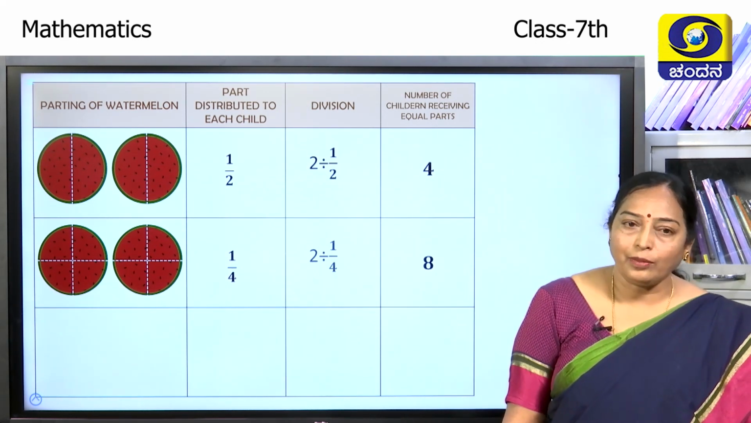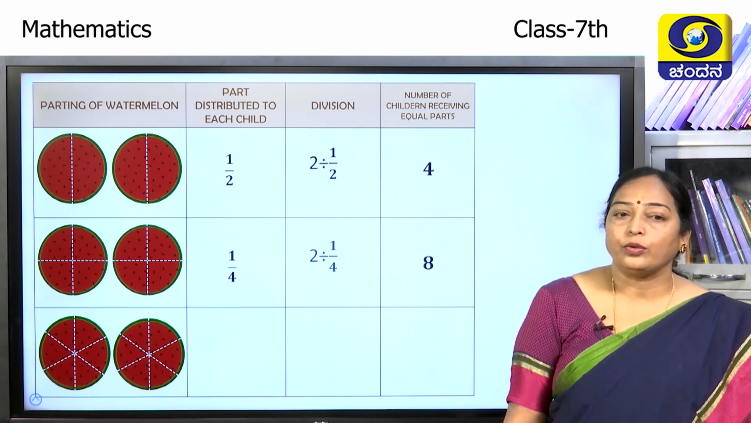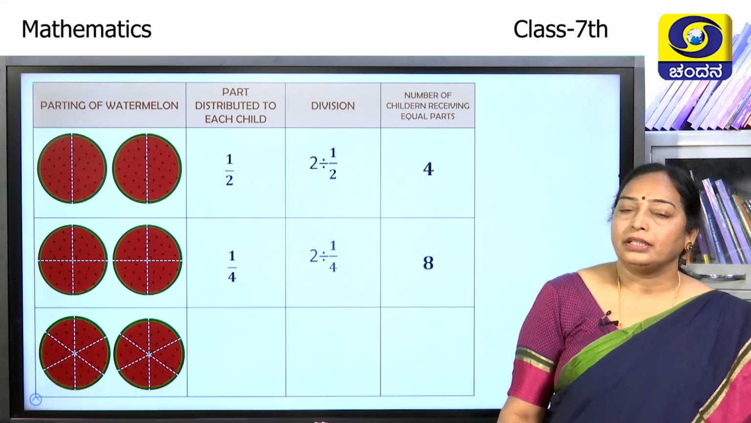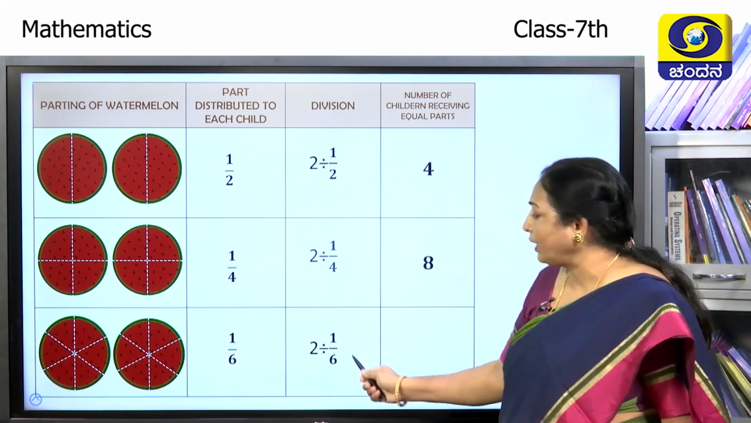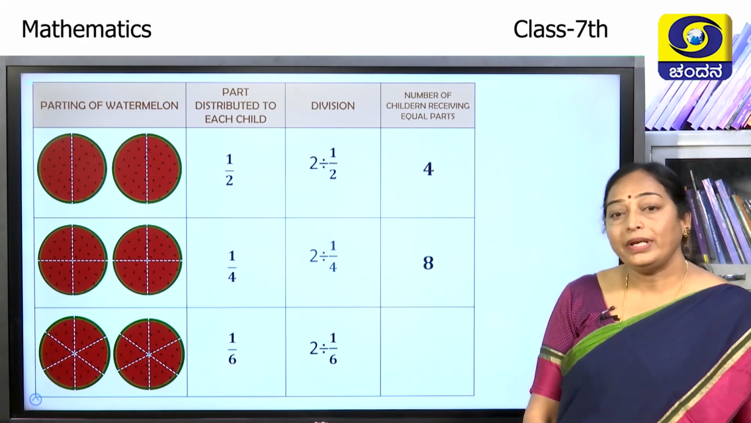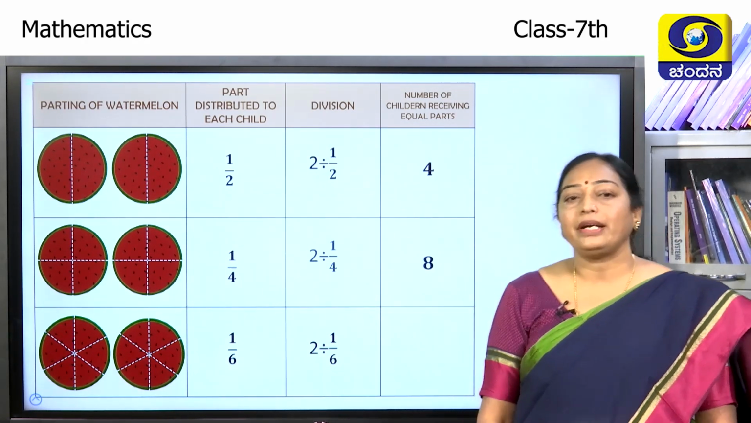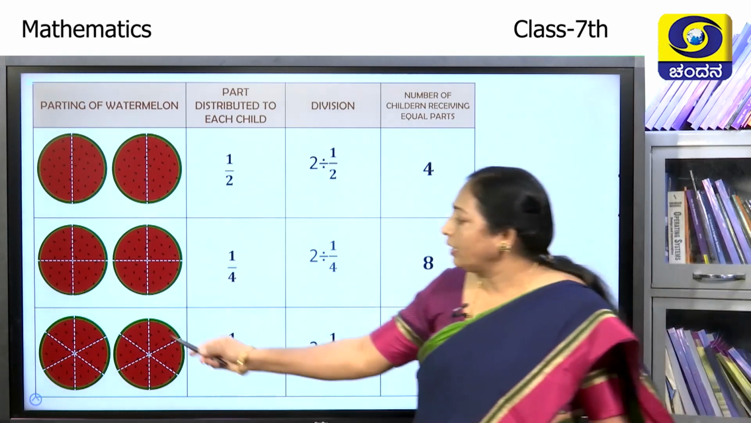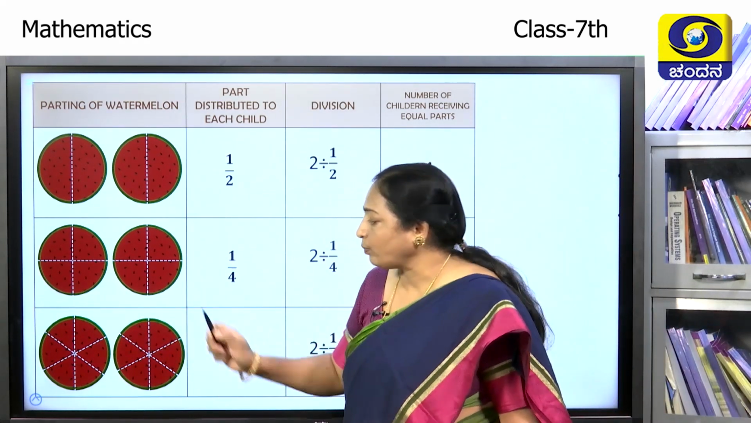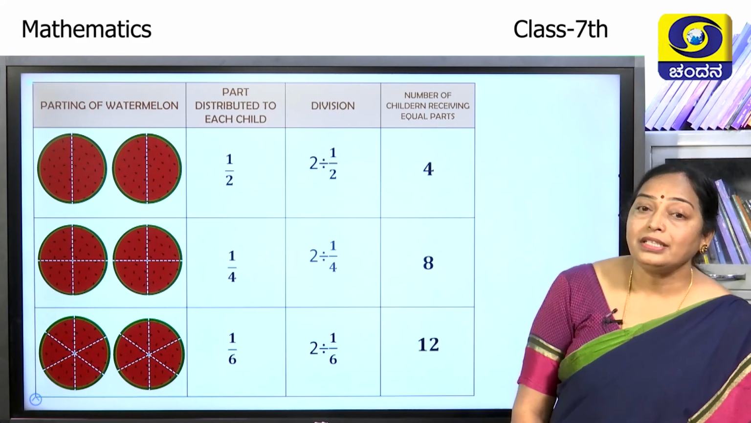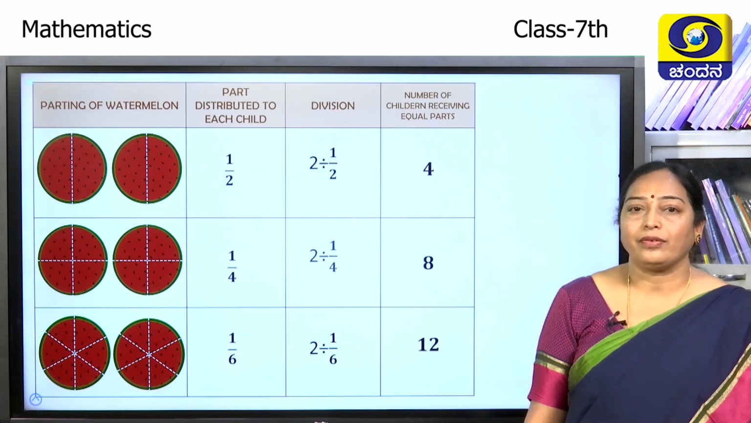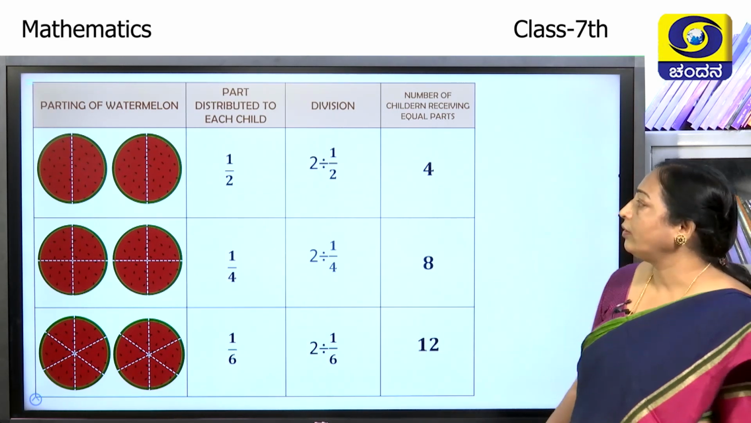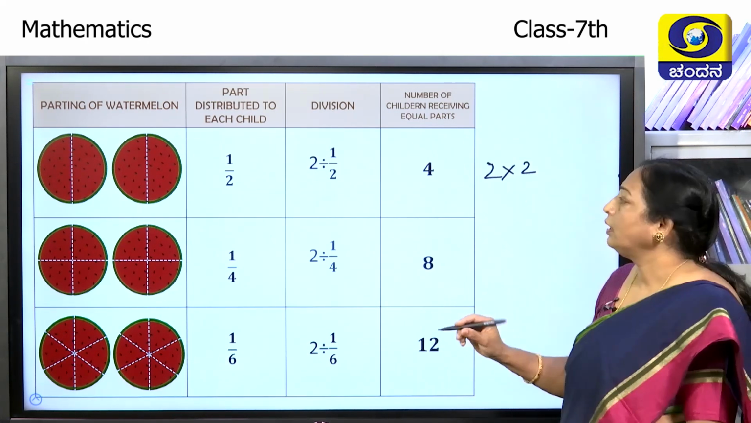Similarly, if the watermelon is divided into 1/6 parts, each child gets 1/6 part. 2 watermelons divided by 1/6 parts. How many children will get 1/6 part equally? 6 plus 6 parts. Totally 12 children will get 1/6 parts equally. Here also we come to one conclusion.